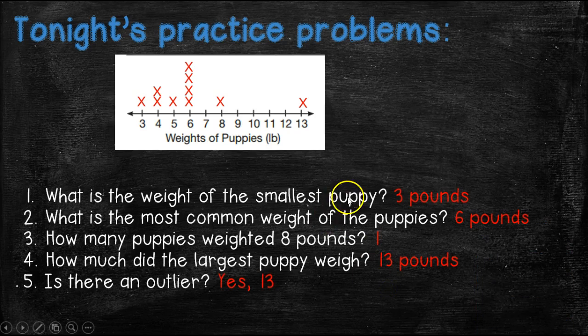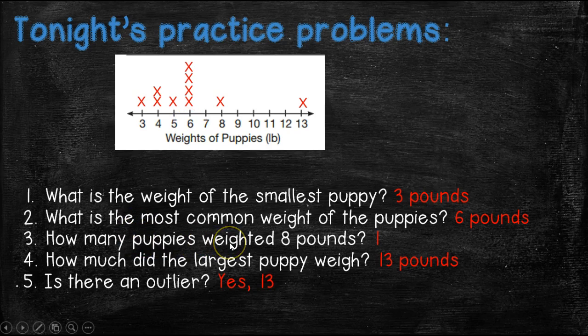Okay, what is the weight of the smallest puppy? Well, we're going to look as far left on the number line as we can, and we have 1 at 3, so we're going to say 3 pounds was the smallest puppy. What is the most common weight of the puppies? Well, again, we're looking for the column that has the most X's or the most tally marks. So in this case, this has 1, 2, 1, 1, 2, 3, 4, 1, and 1. So it's going to be the one that has 4, and that answer is 6 pounds.